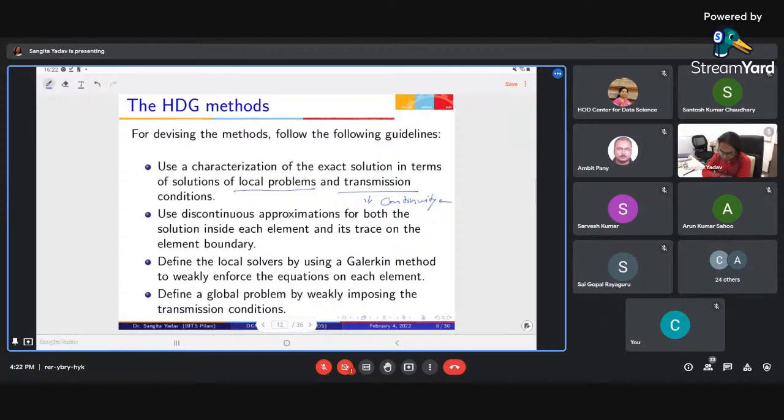We define the local solver by using the Galerkin method to weakly enforce the equations on each element, and then we define a global problem by weakly imposing the transmission condition. So this is how we are going to work on the DG method. Let me demonstrate this using a model problem.